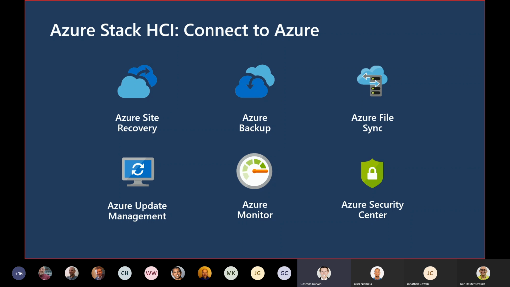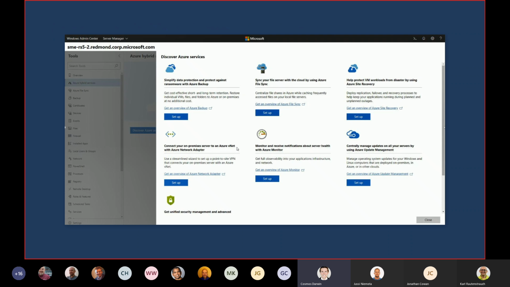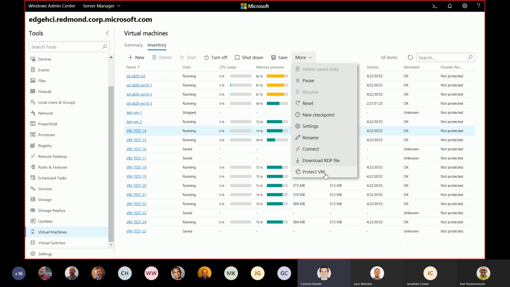And so you can use Update Management or Azure Monitor to control updates or look for any kind of strange behavior for virtual machines that are actually running on your premises using these new cloud services. And it's really seamlessly integrated. So if you take, for example, Azure Site Recovery, you can discover any one of these services directly from the user interface of Azure Stack HCI. And in many cases, it's really, really seamlessly embedded into the experience.